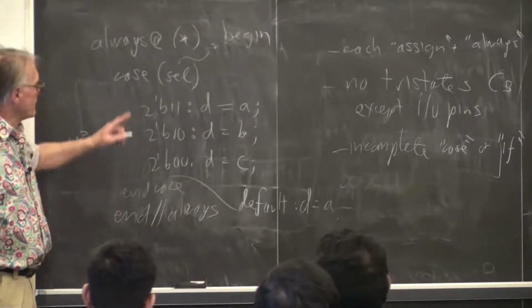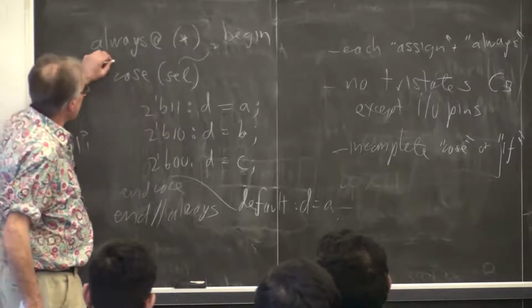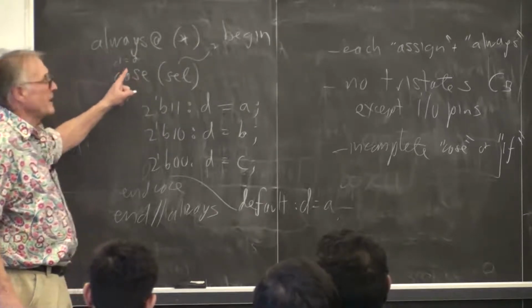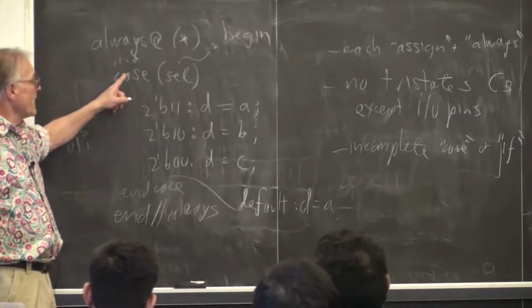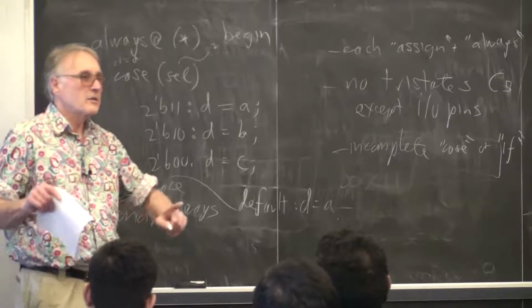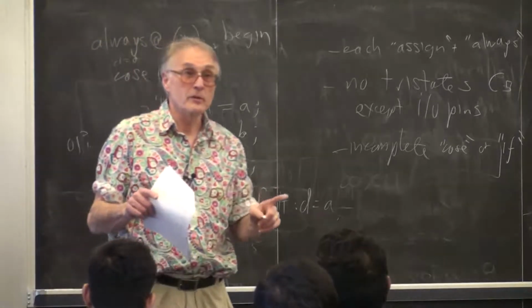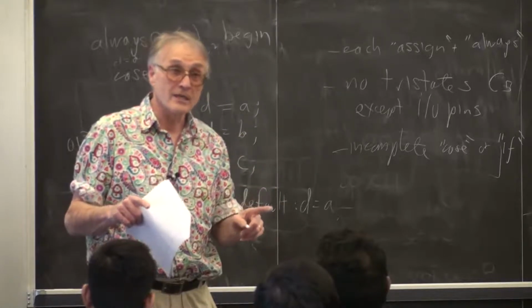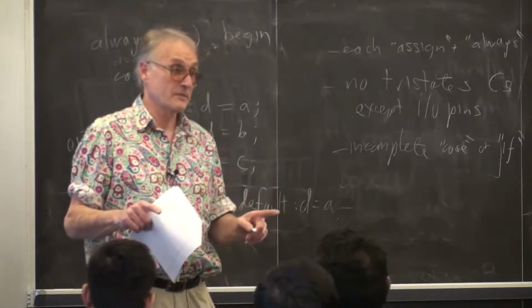And when I say blocking, if I said D equals A up here, it does not mean that this is first set to A and then changed at a later time. What it means is a logic tree will be built so that the final outcome is either A or the result of the case statement, but it's instantaneous.